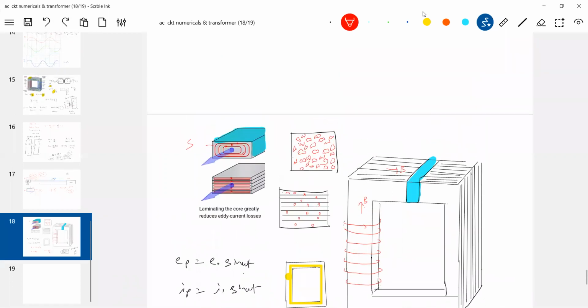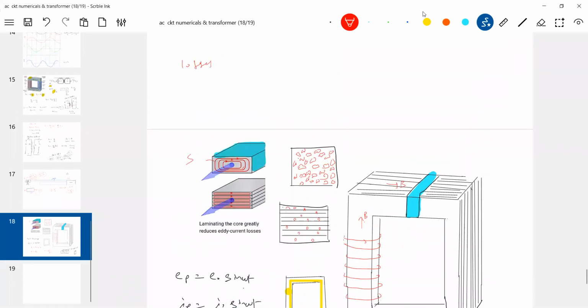So what are the losses? Losses are due to what? First one, flux leakage. Next, resistance of winding wires. Third one, eddy currents. Flux leakage: I will do the winding in such a way that I can minimize this flux leakage. Resistance of winding: by using thick copper wires, we can avoid the I squared R losses in the primary and secondary of the transformer. Eddy current: by laminating the core.